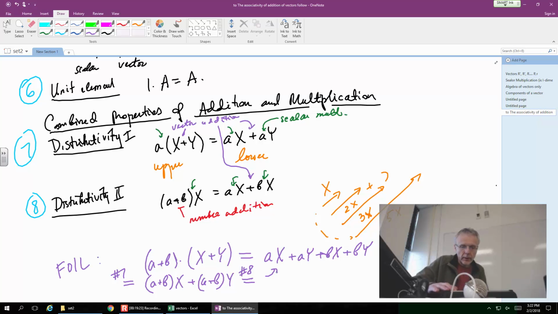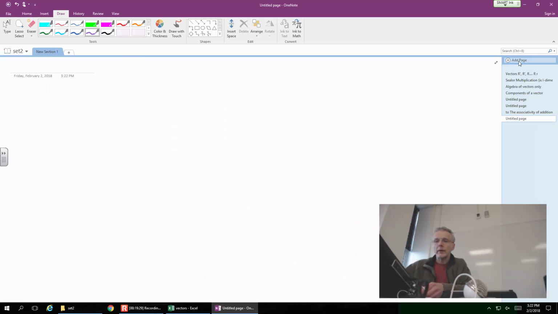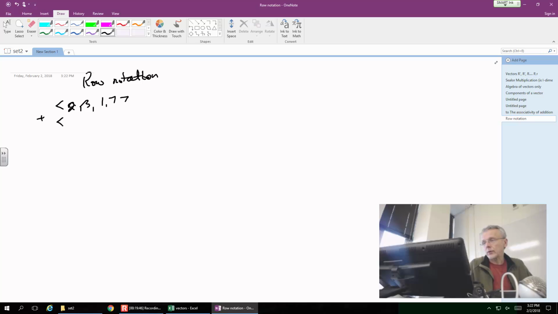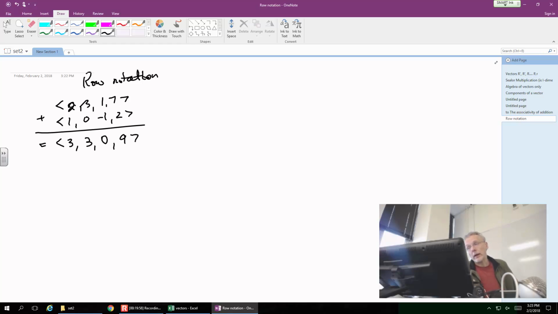Components. Let me once again make that point about our notation, which I've been using. The notation I have been using was the row notation for vectors. So say (2, 3, 1, 7) plus (1, 0, negative 1, 2). I add them together component-wise, getting a new vector (3, 3, 0, 9). Okay, but it is equivalent, rather than identical, to the notation that is a column.